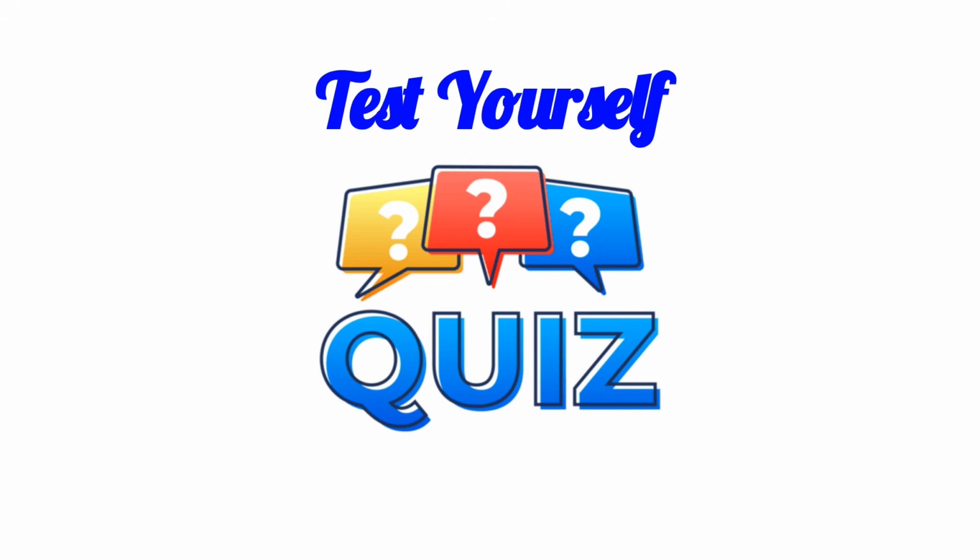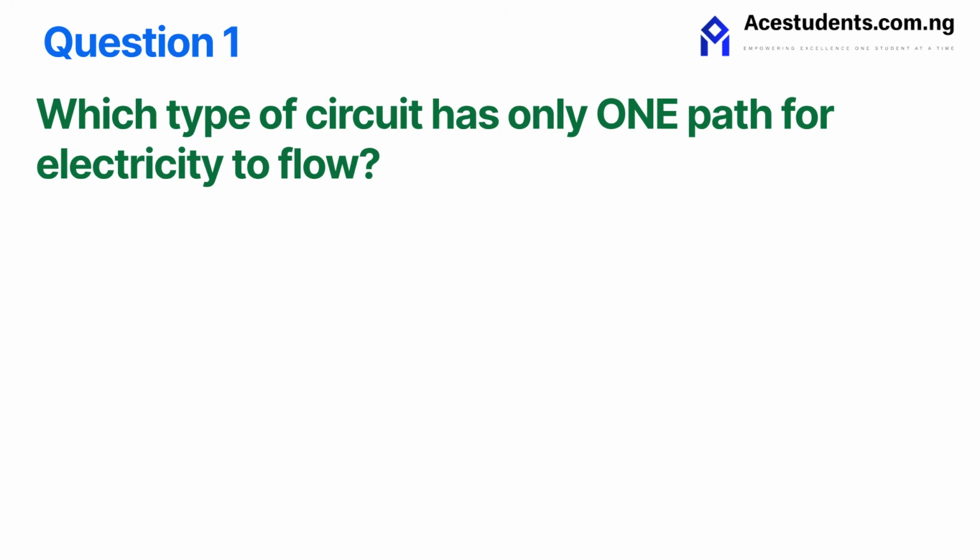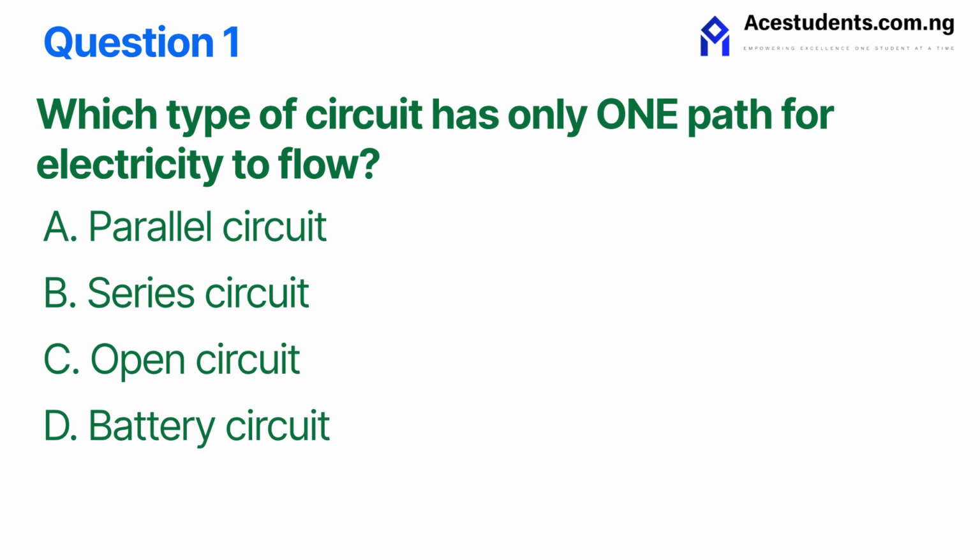It is time to test your knowledge. Let's go through a few questions to see what you've learned. Question 1. Which type of circuit has only one path for electricity to flow? Is it parallel, series, open, or a battery circuit?